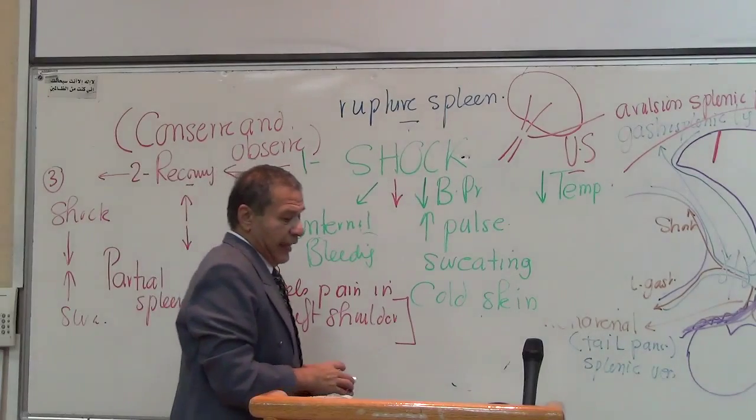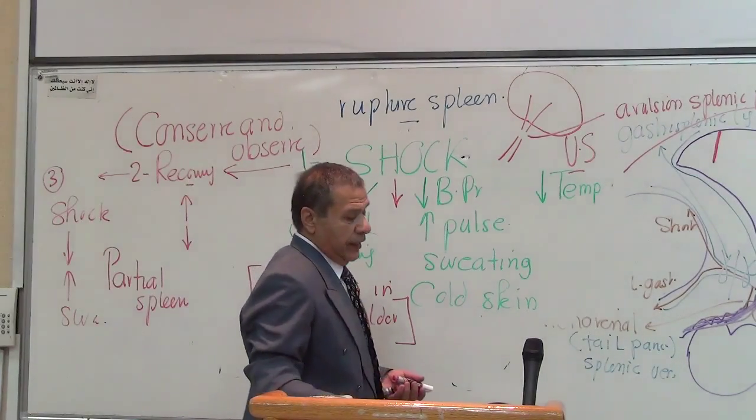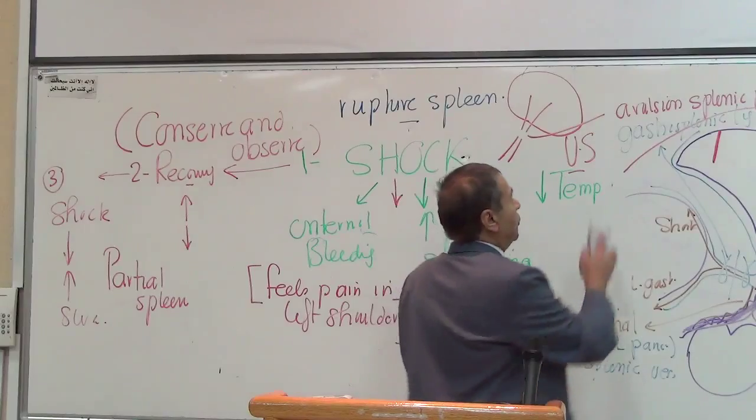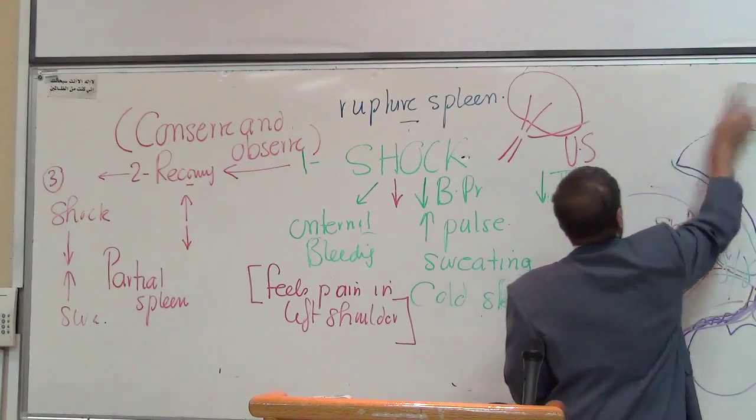ده العلامات بتاعة الرابشر سبلين والتايب بتاعته وازاي اتعامل معاه.